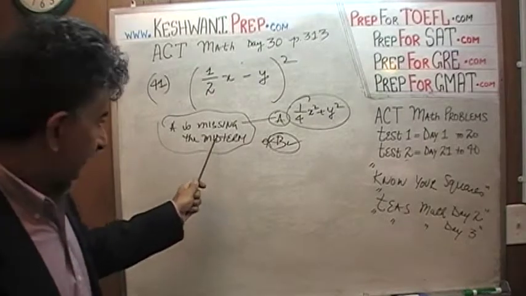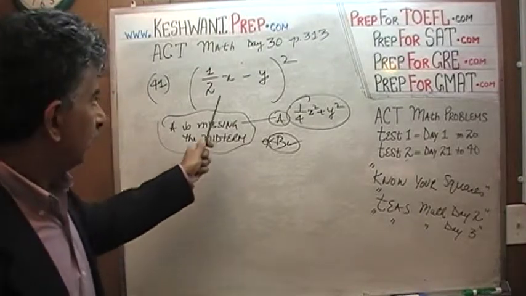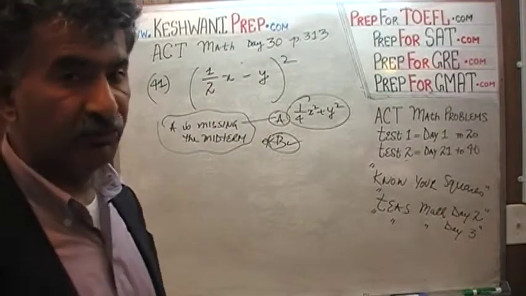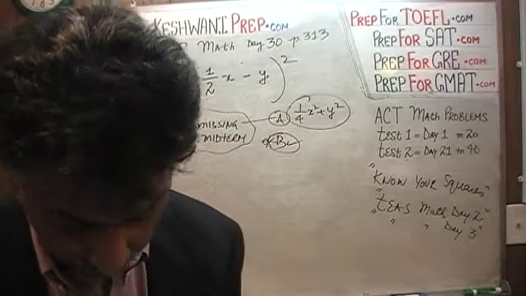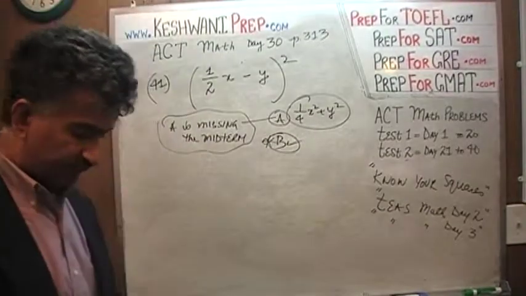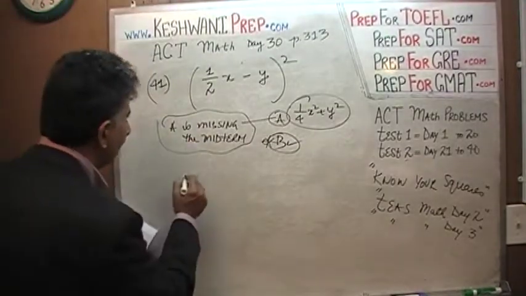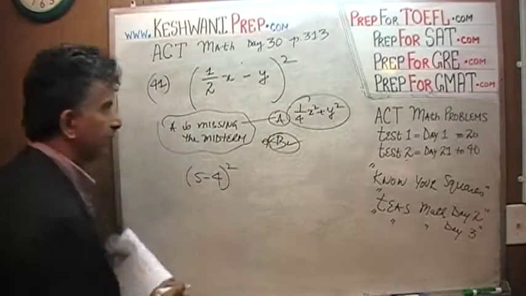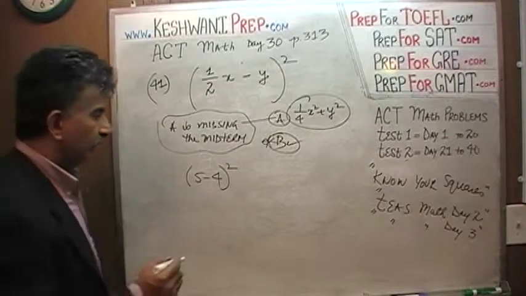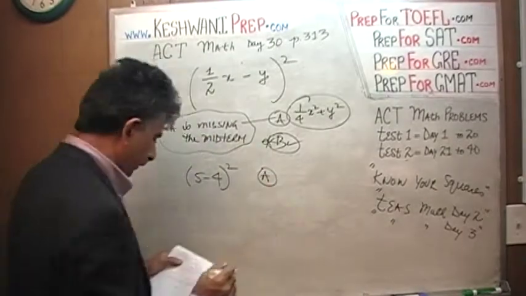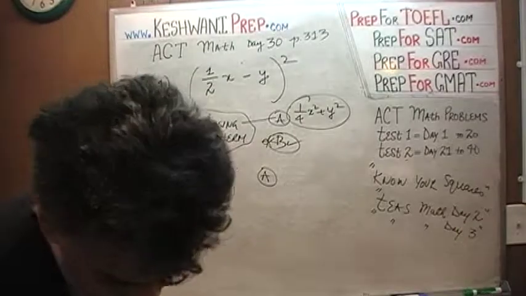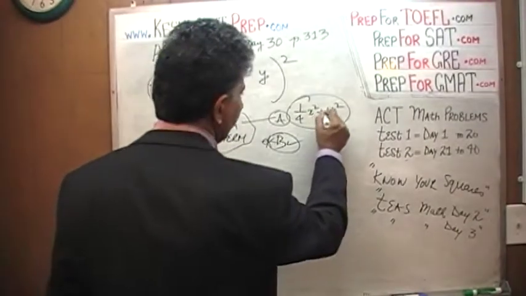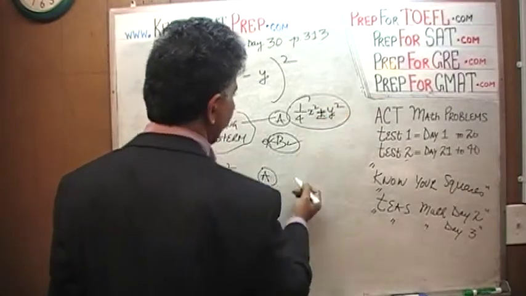Let's understand the concept of midterm by using numbers instead of variables, instead of doing the algebra problem. Let's do an arithmetic problem to understand the concept of midterm, shall we? For example, how much is (5 minus 4) squared? Well, answer choice A says it is the square of the first quantity plus the square of the second quantity.